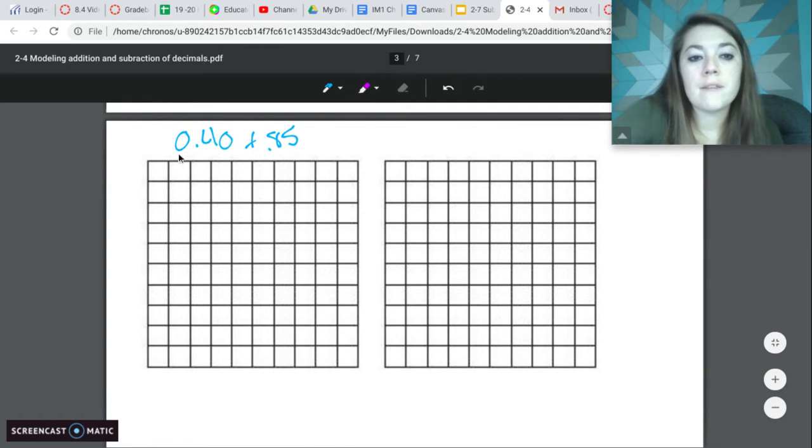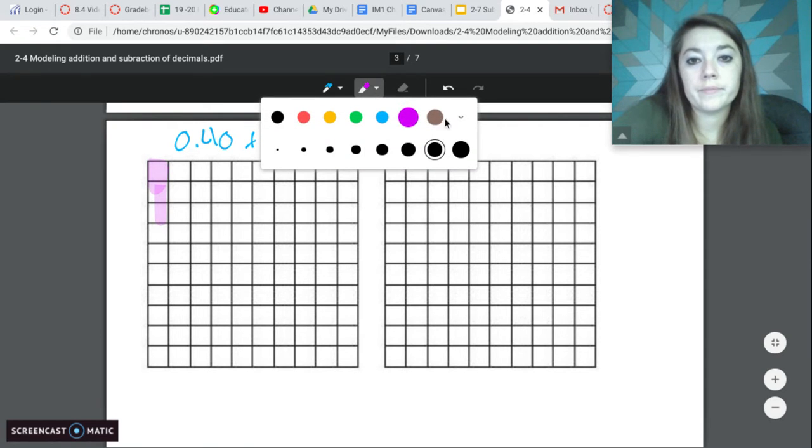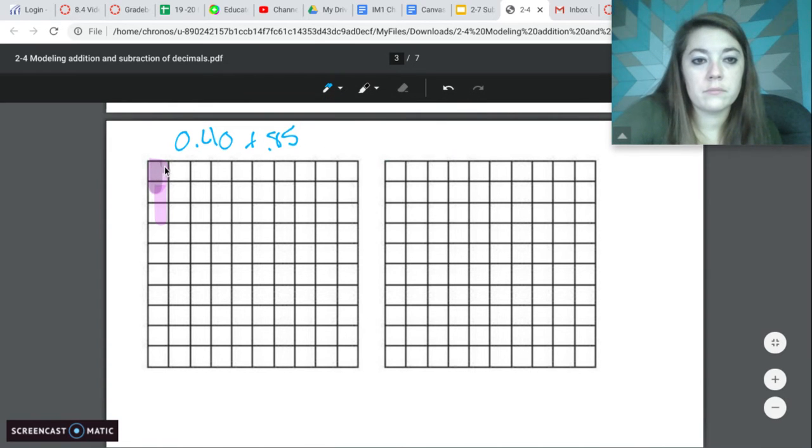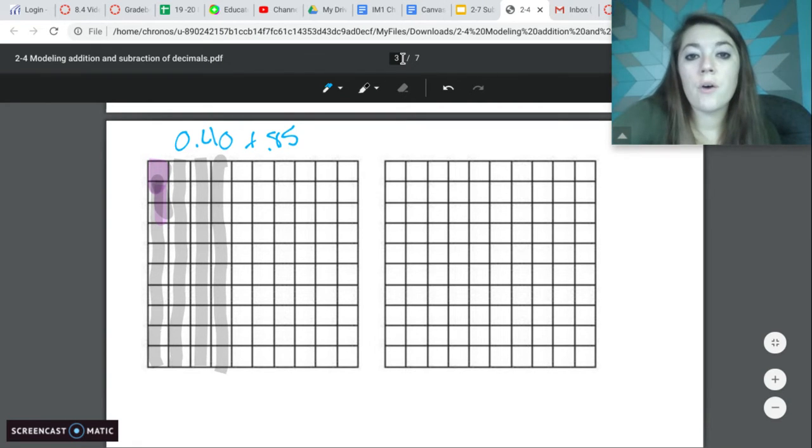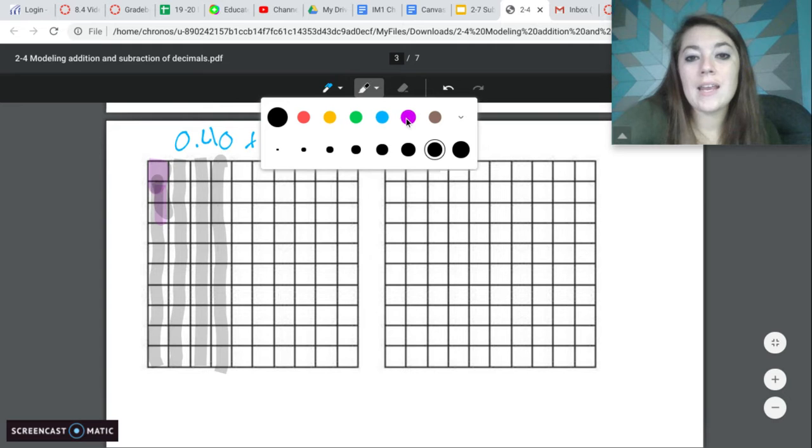Now, I'm going to represent the 40. So each column, that needs to be darker. All right, so each column represents 1/10. So we need 4 columns to represent our 40. So we just fill in these 4 columns. And then, okay, so we've got our 4 columns. Now we're going to take and add 85 to that.